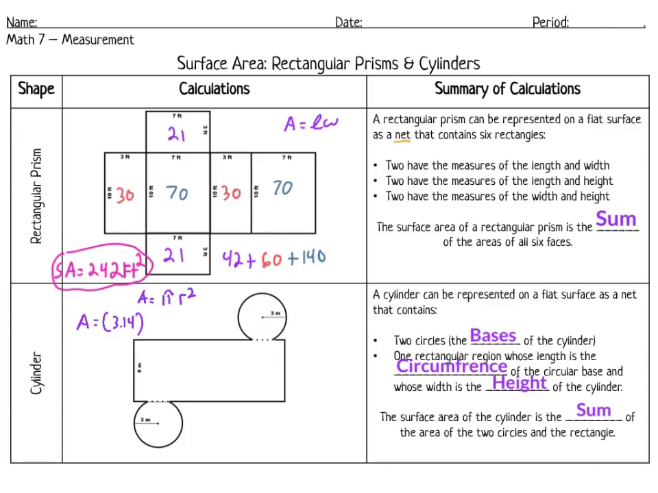And our radius is going to be 3 squared. Now we need to use our order of operations here. So we're going to do our exponent first. So 3 squared is going to be 9.